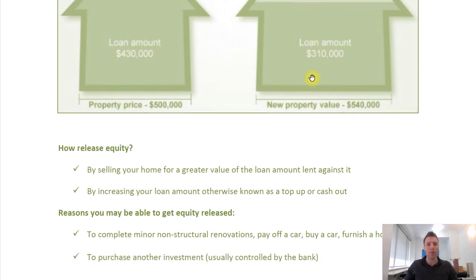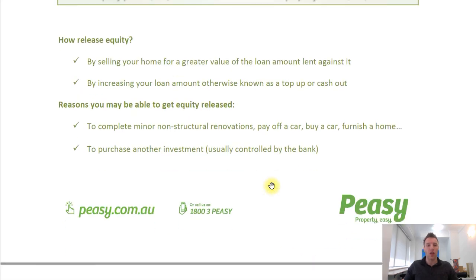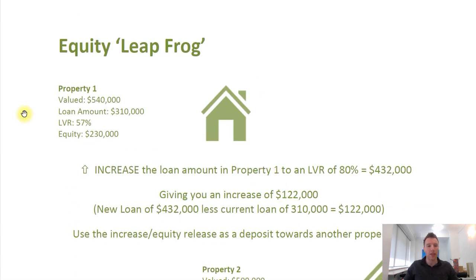Another reason why people release equity, and this is our most common reason, is to use that equity as a deposit for an investment purchase. So in this particular case, your property after a few years is worth 540,000. The loan amount's 310,000. That means your LVR, which is the loan to value ratio, is 57%. So the equity that you have is 230,000.